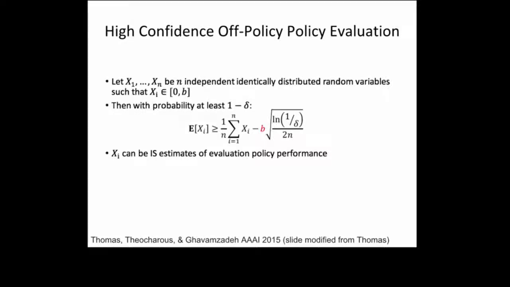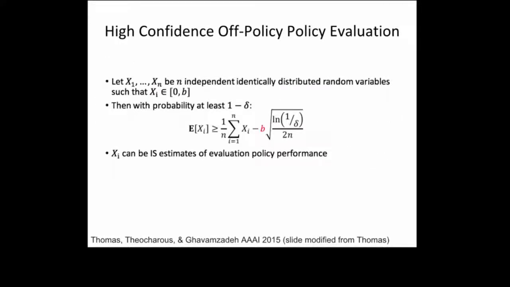So the idea in this case is to say, well, maybe we can have our estimates from importance sampling, and then we can use things like Hoeffding's inequality to get a bound on what is the expected value. So we have a series of x_i's, which we're going to assume are independent and identically distributed. And these could be, for example, our importance sampling estimates of the evaluation policy performance. And then once we have it, we can get an estimated expected value of our new policy by using Hoeffding's inequality to compute a lower bound on the policy performance. Now you can see there that I've highlighted b in red, and b is an upper bound on the potential range of our variables.